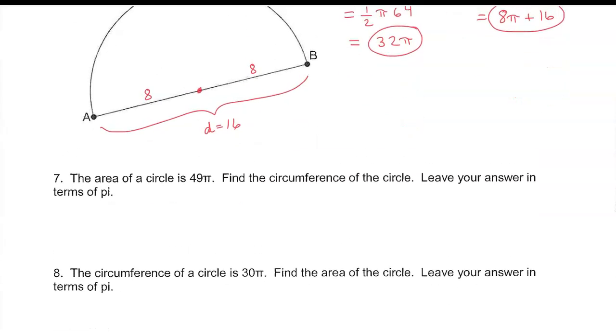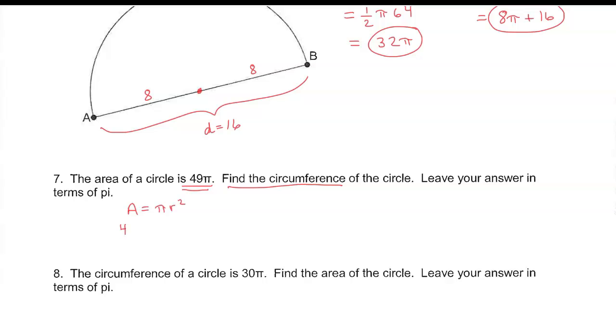Number 7. I have to find circumference, but I'm given area. So let's use area to get the radius of the circle. Set up the formula for area. It is pi r squared. The area is 49 pi, so I'm going to substitute that in for A. We do not know r, so I'm going to leave r. The good news is I can divide both sides by pi, and that leaves me 49 equals r squared.